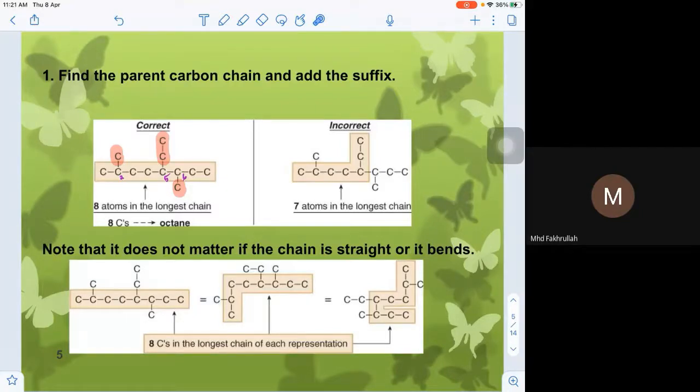Okay, and then when we want to identify the parent chain, it doesn't matter if the chain is straight or it is bent. Maybe our chain looks like this, or it is bent, or it twists around like this. As long as it is the longest one and it is continuous, then it is still the parent chain. Even if we draw the structure C, C, C, C, C, C, C, C, and the C goes back up like a snake, as long as they are continuous, they are still the parent chain.